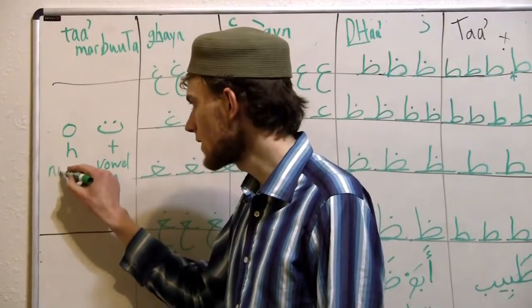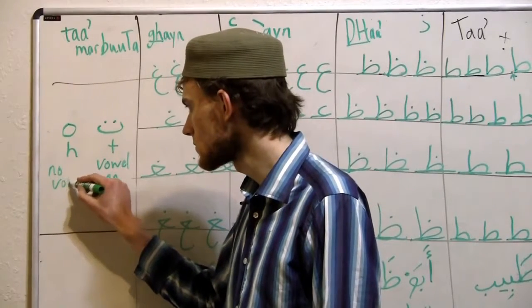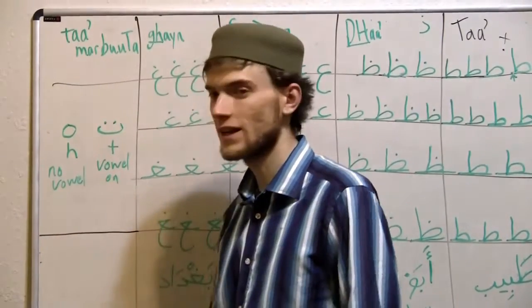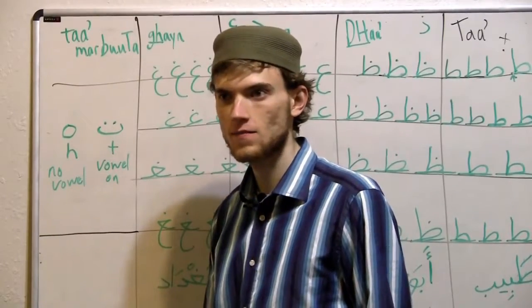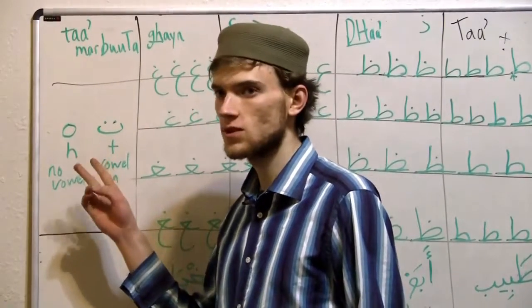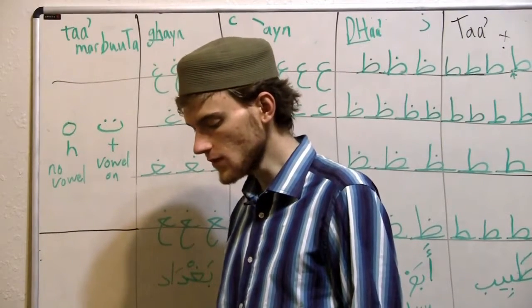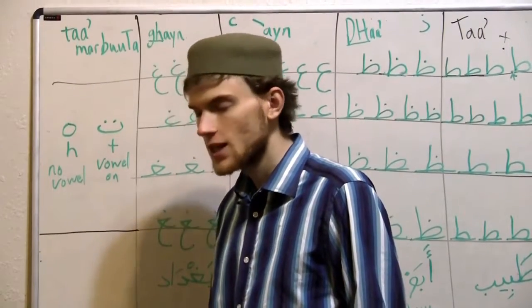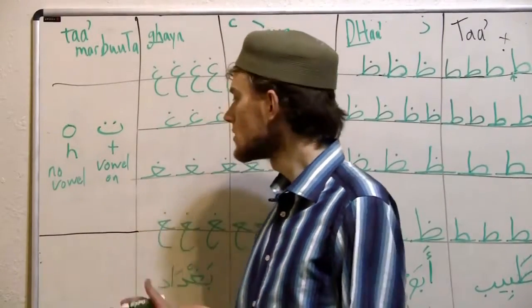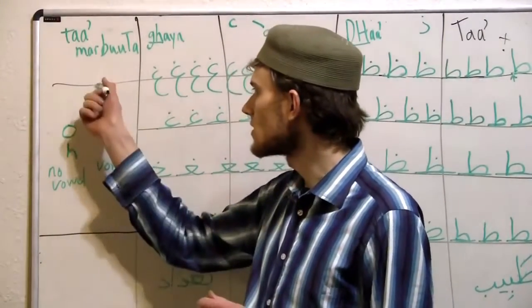But when there's no vowel that we're pronouncing, it's pronounced like a ha. So it's a combination of two different letters in Arabic, and therefore it's not really its own letter. It's a symbol. Hence, I have two lines here.